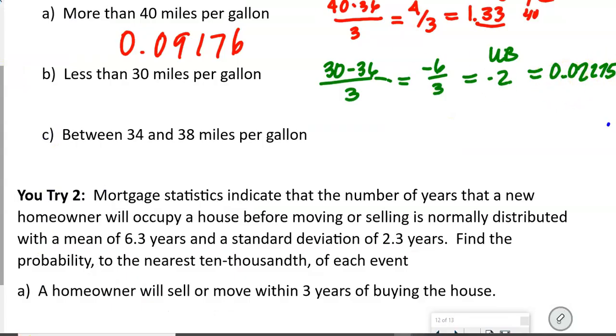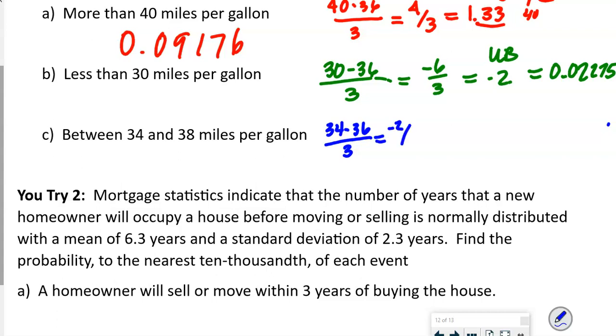Okay, so now we're going to do the next one. It says between 34 and 38 miles per gallon, okay? So this time we're going to do our 34 minus our 36 divided by 3. So that's going to give us a -2 divided by 3, which is going to give us -0.67. And then we're going to do our 38 minus our 36, which is also going to give us a 2 again. So this is going to be a positive 2/3, which is 0.67. So this would be our lower bound, and the other one would be our upper bound.